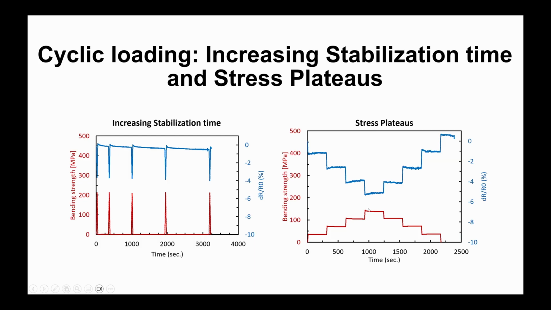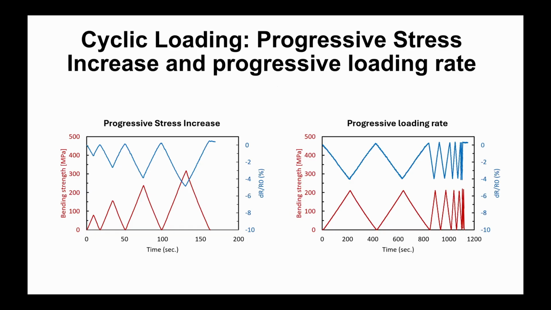For the stress plateaus, we're also able to detect the plateaus, although as expected, the behavior was the opposite. And we're able to see the stabilization of the signal as the time went on. Also did progressive stress increase and progressive loading rate tests, and similar to nanocomposites, we can see the increase of the electrical signal with increasing loads, and with the progressive loading rate, which means speed. You can see that as we increase the speed of the test, this increasing speed was also able to be seen in our resistance signal.